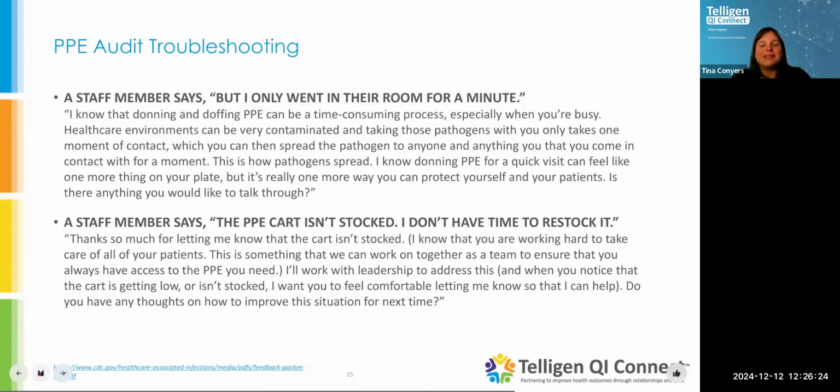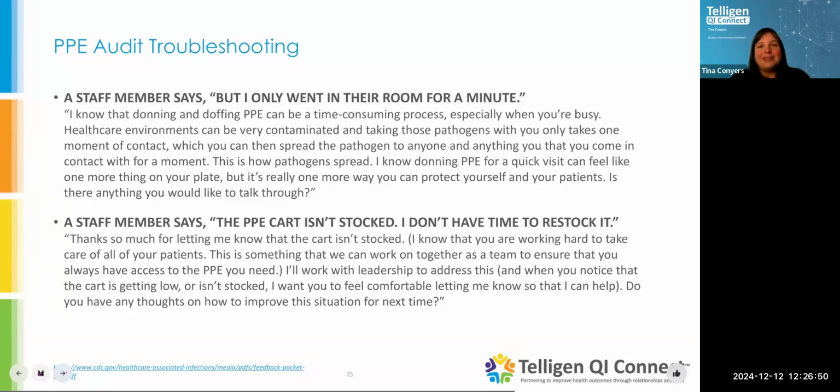Another one that we hear quite a lot is, well, I didn't put things on because it wasn't in the cart. The cart wasn't stocked. I don't have the time to pick it up, which can be valid. So what do you say in that situation? Especially if someone's being very defensive and it feels uncomfortable or awkward. Start off with saying, hey, thank you so much for letting me know about this. I know you're working really hard, and I know it's an imposition when it's not just convenient.